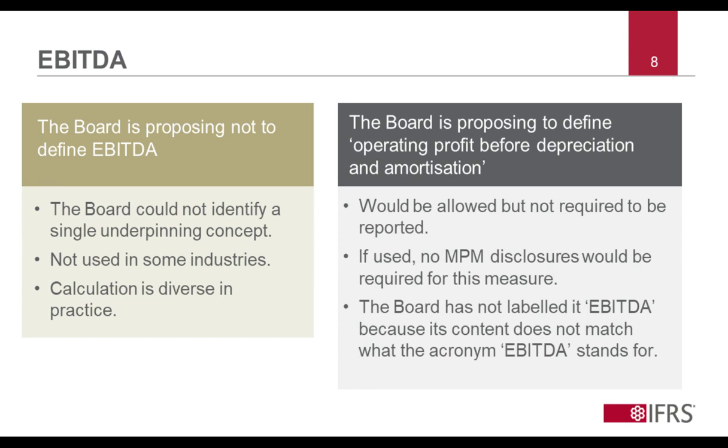EBITDA measures that entities may provide that are defined differently would still be considered management performance measures, but could be reconciled to operating profit before depreciation and amortization, providing greater transparency over what is included in that particular EBITDA measure.